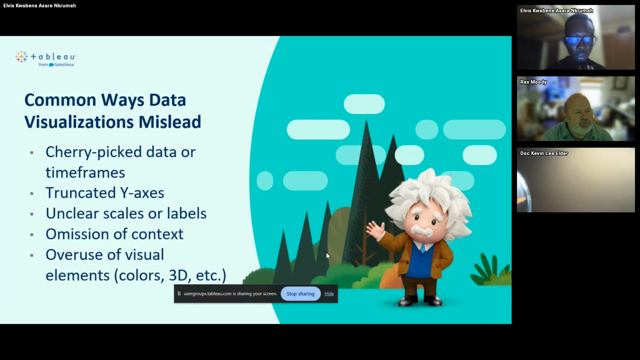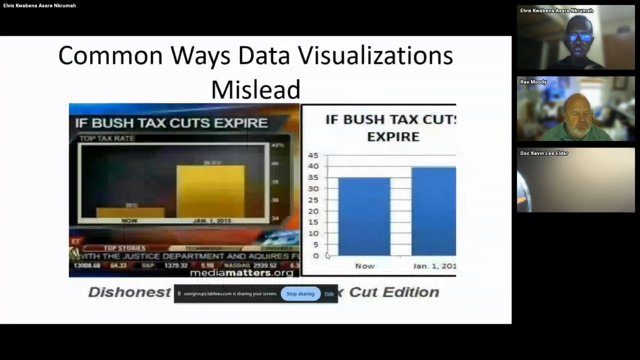Now, in understanding the concept behind data ethics, we have to understand the things which often make people misled. What are the things which make people lie about data? What are the things which distract people and prevent people from getting the insights they should get? One is cherry-picked data. Two, a truncated y-axis, unclear scales, omission of context, and overuse of visual elements, be it color, 3D, etc. Now, from this chart, can somebody tell me what possible problem there is with this chart?